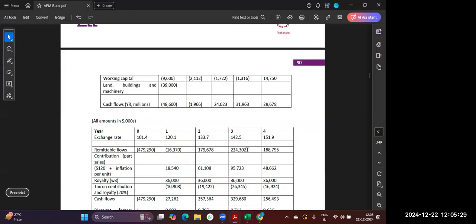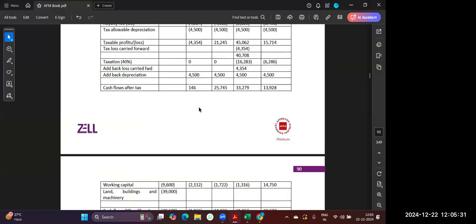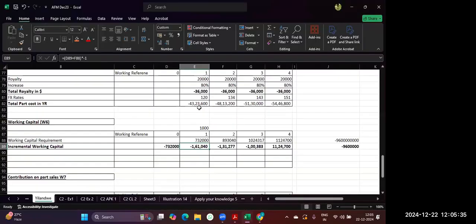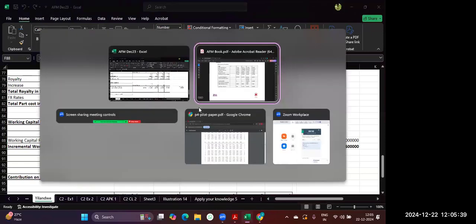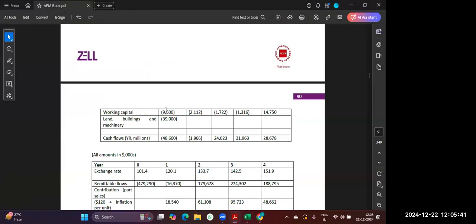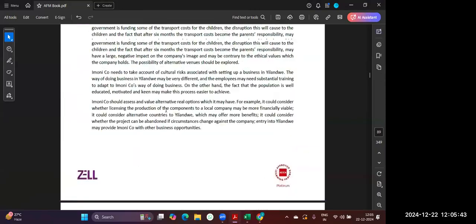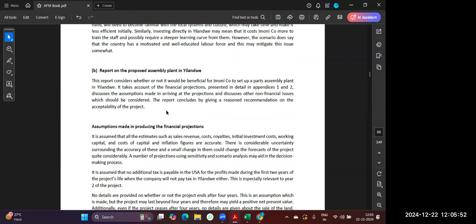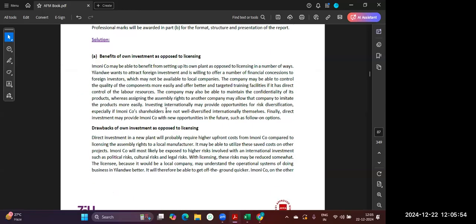Correct? Yes or no? Are we missing something in working capital? Can you read the working capital part again and see if you're missing something there? Which part has the working capital? Guys, where is the working capital mentioned?